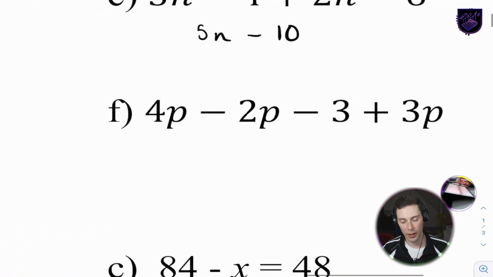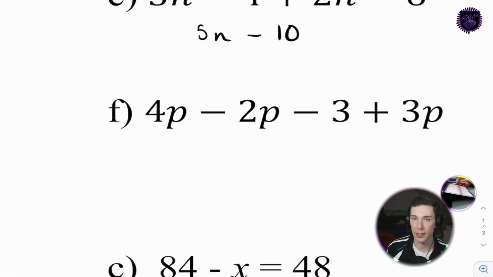1f. Now 1f is 4p minus 2p minus 3 plus 3p. Now there's only one constant, so we don't need to do anything with that. It's a negative 3. So we have 4p minus 2p, which is 2p. Plus 3p. 2p plus 3p is 5p. So in total, there's 5p minus 3. That's our answer to this question.